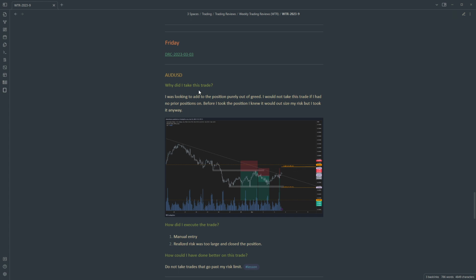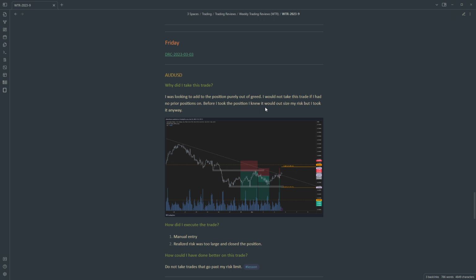Why did I take this trade on AUDUSD? I was looking to add to the position that I was already in, and I noticed price had tested a trend line, and trend lines kind of suck. It wasn't really something that I needed to take, and it's not something that I typically take. I like to trade off of my support resistance levels instead of the dynamic resistance trend line levels.